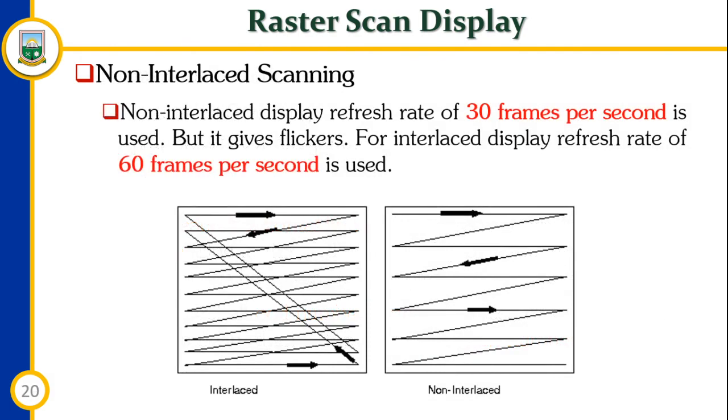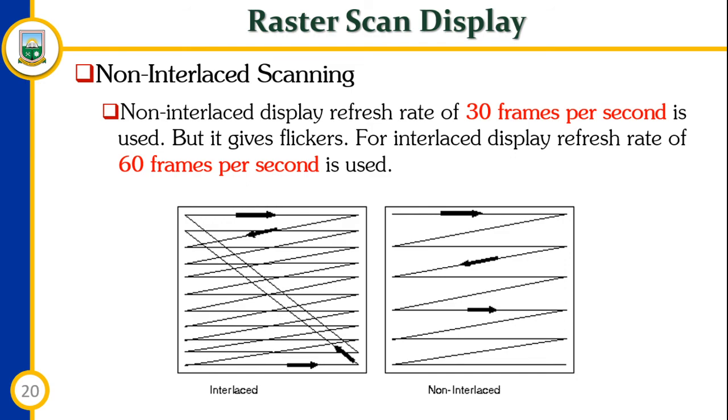So this is how the non-interlace scanning also looks like. So at this side we have the interlace display, where a refresh rate of 30 frames per second is normally used, but it gives some sort of flicker. So for non-interlace display, the refresh rate usually is around 60 frames per second.